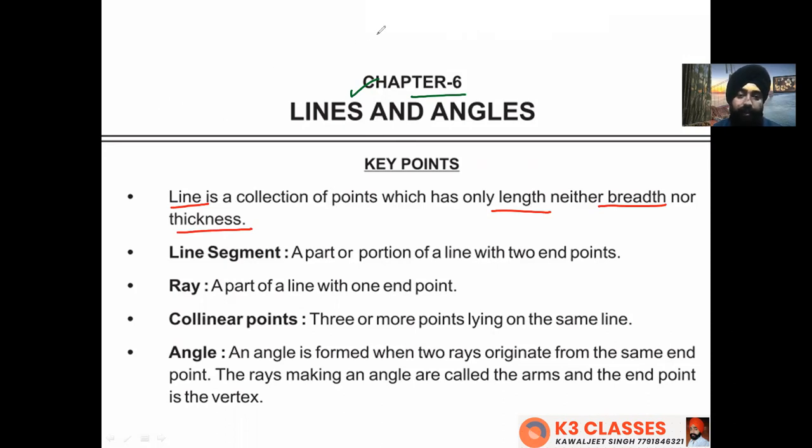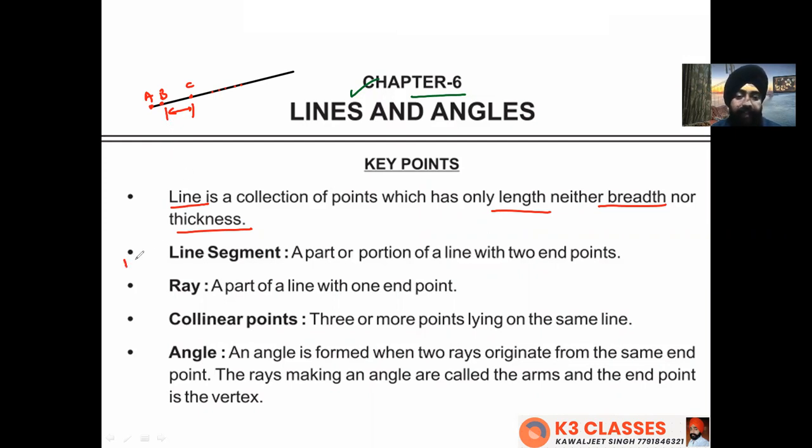So let us draw a line first. This is a line. Now on this line, you can see that there are n number of points: point A, point B, point C, and so on. And there are different points which lie in between B and C. So there are infinitely many points on a line, which are non-countable.